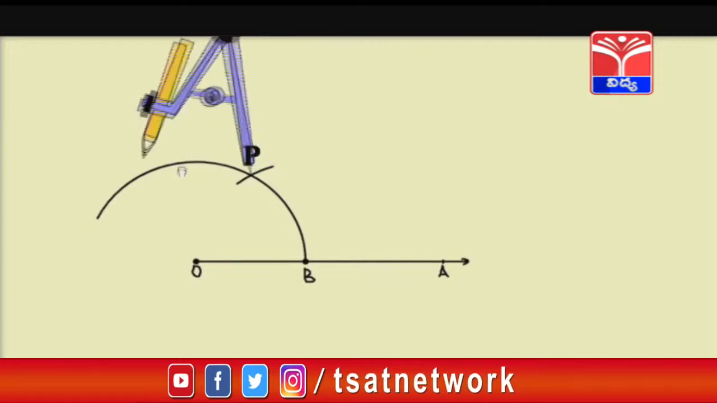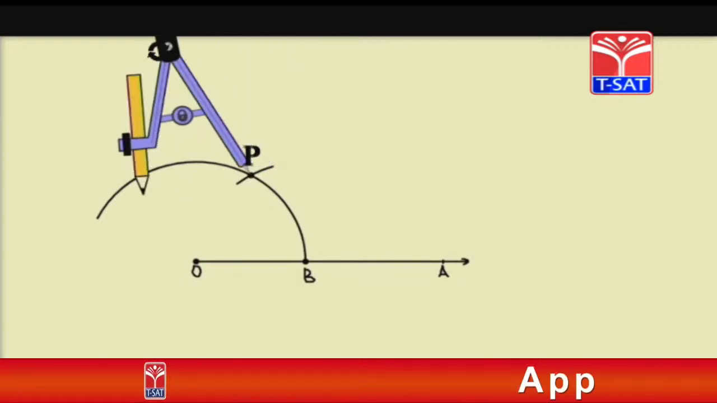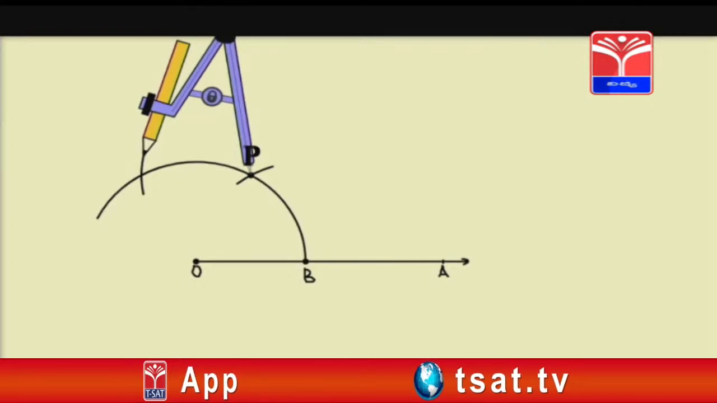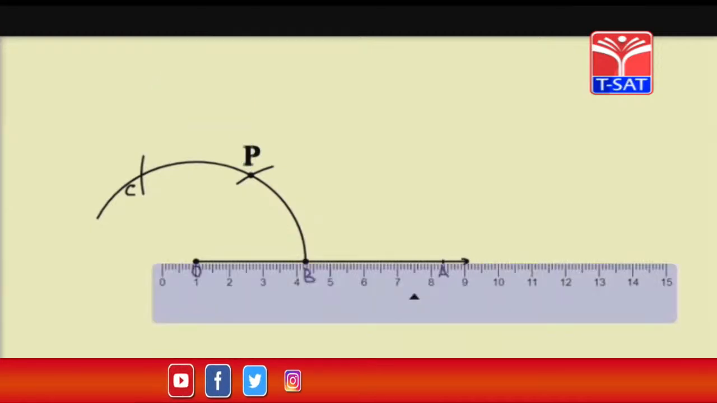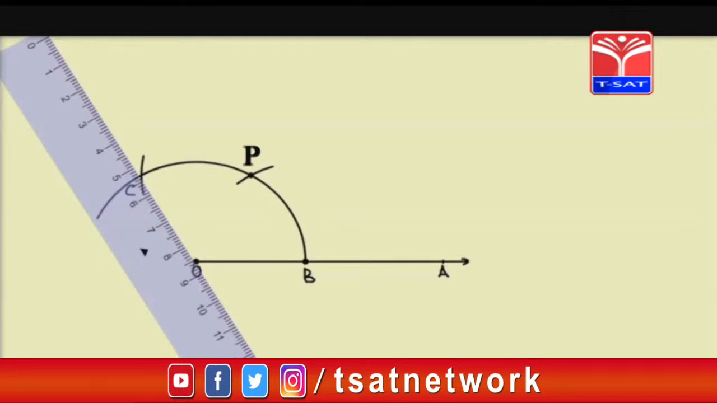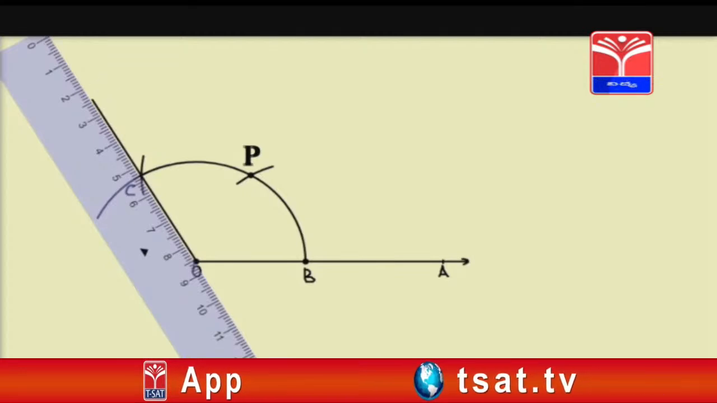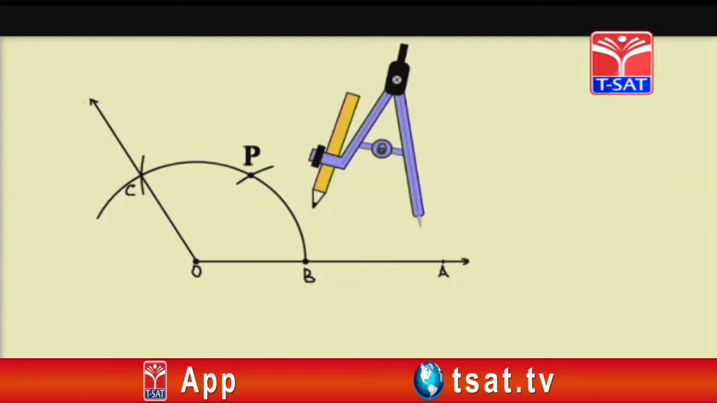Now, with P as center and same radius, draw another arc to intersect the first arc. You can see both the arcs are intersecting, mark the point as C. Now, let us join this OC using a ruler. So, we are going to draw a ray now, the end point as O, passing through C and extend it. Now, this angle AOC is actually 120 degrees.